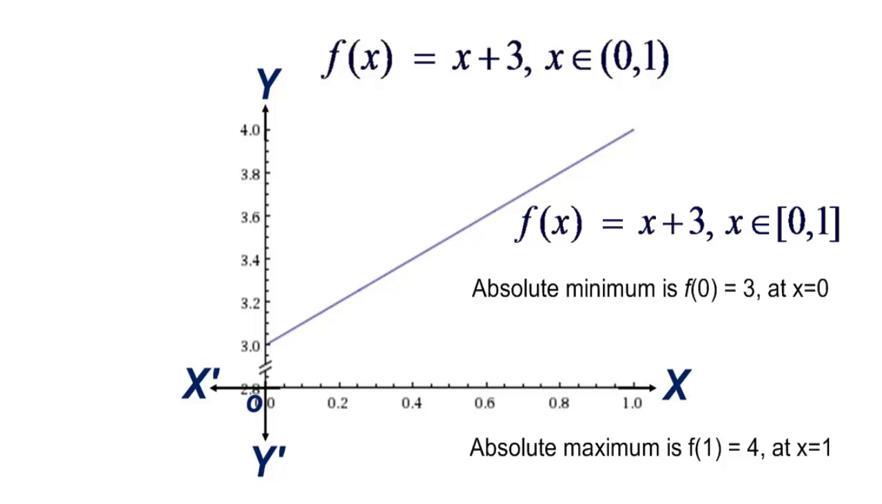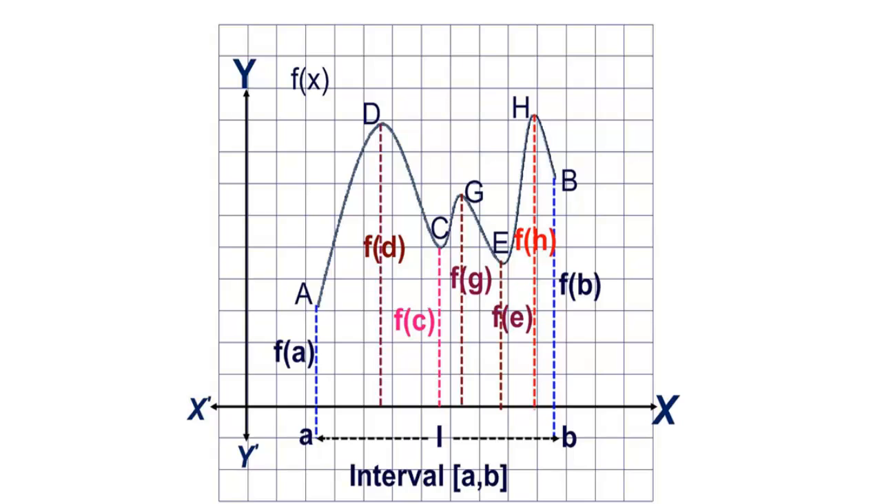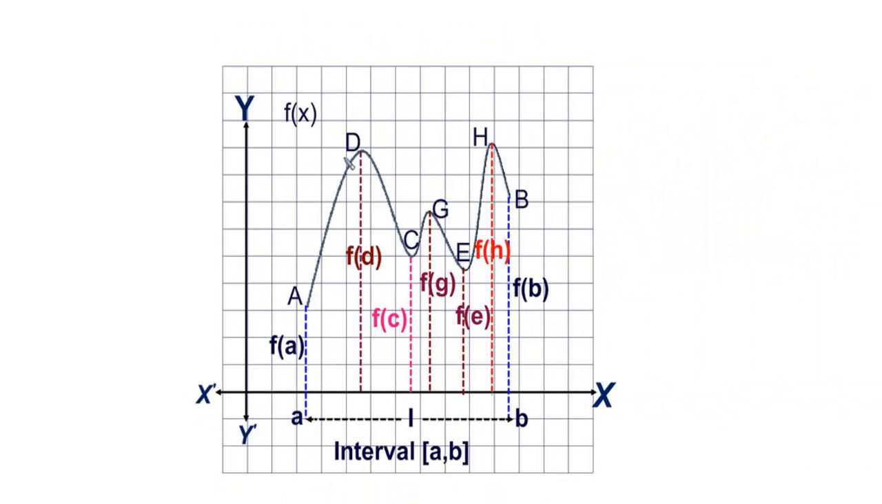Now, let us consider the graph of a continuous function f(x) in the closed interval [a, b]. Observe that this function is defined in the closed interval [a, b]. Observe the points D, G and H. These points are the points of local maximum. Also, observe the points C and E. These are the points of local minimum.